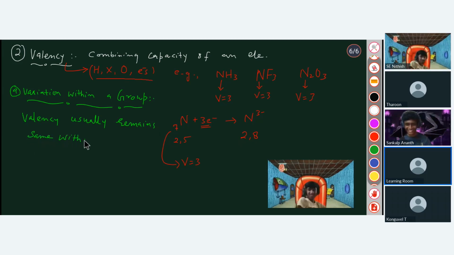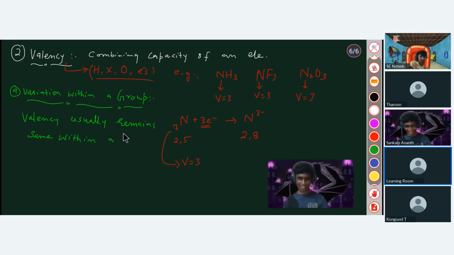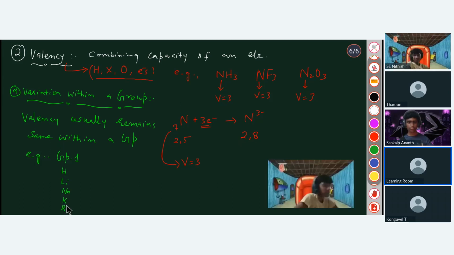Valency usually remains the same within a group. That means in any group, valency will be the same. For example, group first: can you tell me the elements of group first? Sir, it is hydrogen, lithium, sodium, potassium, rubidium, cesium, and francium. Exactly. So all these have what valency? All these have valency 1. That is why I told you valency usually remains the same within a group. Got it?